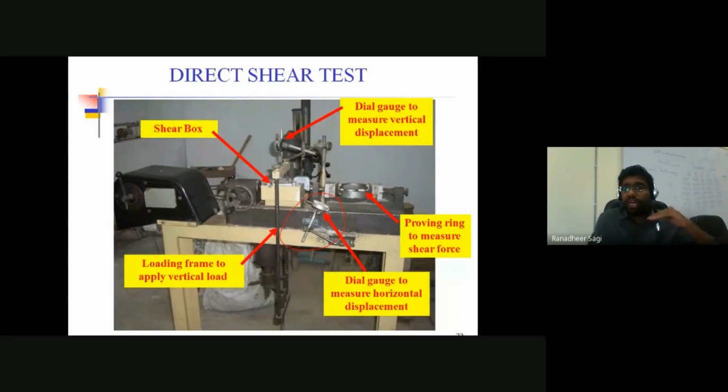Because we said we are going to introduce a constant rate of displacement in the bottom split half portion of your direct shear box, how much displacement you have in the direct shear box at regular intervals of time, I can measure with the help of this dial gauge placed in the horizontal direction. Depending on the amount of displacement happening, the corresponding reaction that gets developed is read from your proving ring.